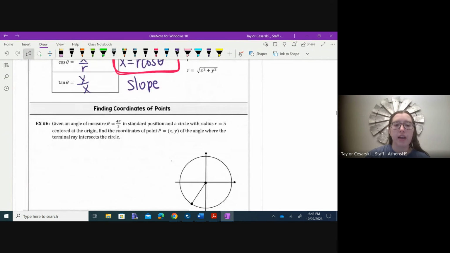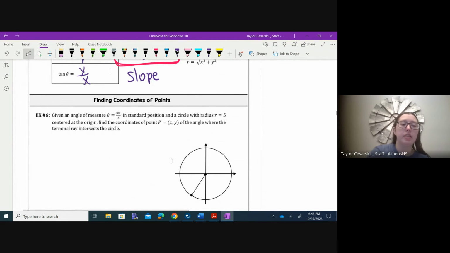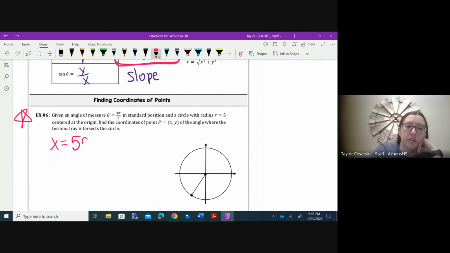So let's go ahead and look at coordinates of a point. And again, this is another one that will come back up when we do polar, which is the second half of this unit. Given a measure of standard angle of 4 pi over 3 with a radius of 5, we want to find the point (x, y). Well, x is going to be r, which is 5, times cosine theta, which is 4 pi over 3. y is r sine 4 pi over 3.